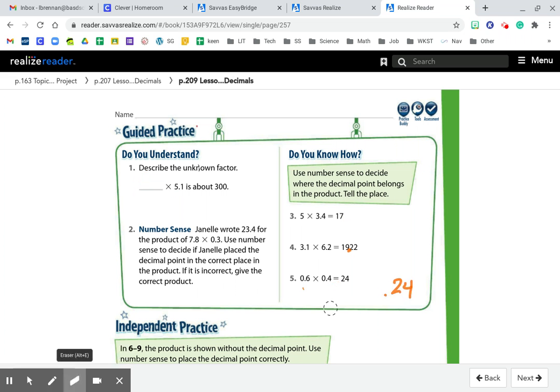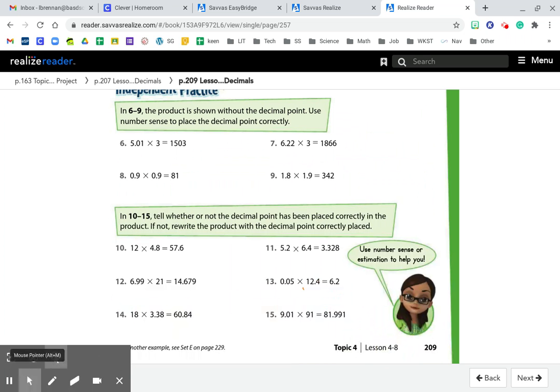So that was a quick one today. We're really not doing a lot of computation. You're using your number sense for this. So you're going to go through and put the decimal in the right place. I think there was one that was kind of tricky. Let me see if I can remember where it was.